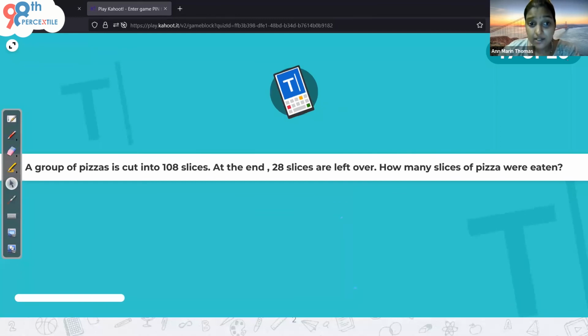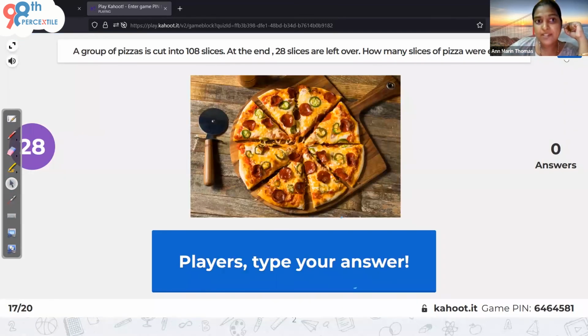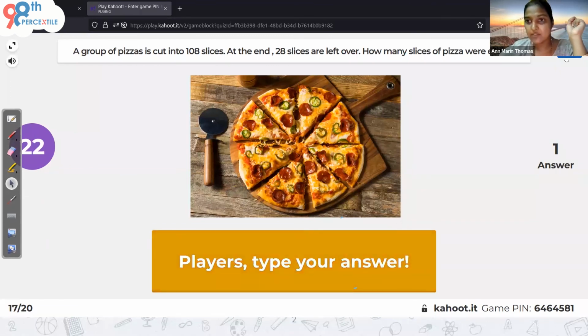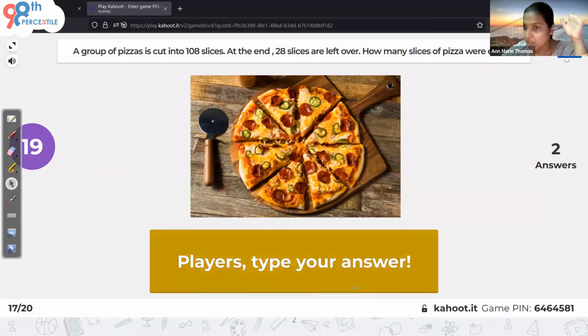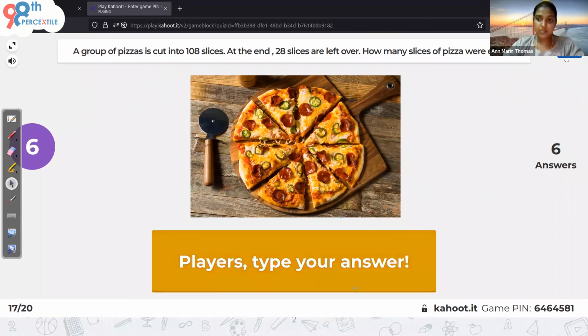Okay, you have to type your answers. Students, be very careful and be quick in calculation so that you can type your answers. All right. A group of pizzas is cut into 108 slices. At the end, 28 slices are left over. How many slices of pizza were eaten? I get 2 answers. Please type your answers. You only have 15 seconds left, students. Let's be quick. Okay, last 5 seconds, students. So be quick in typing your answers.